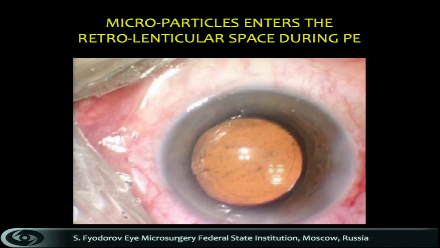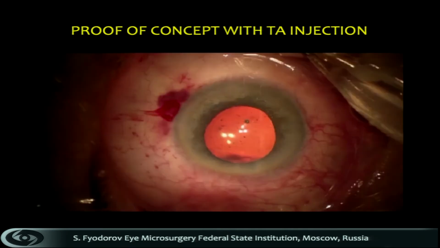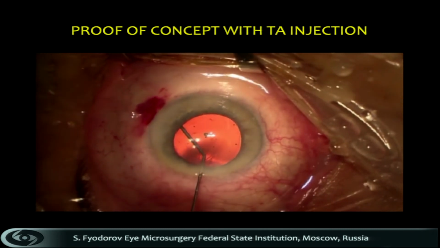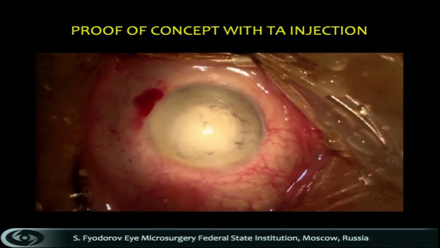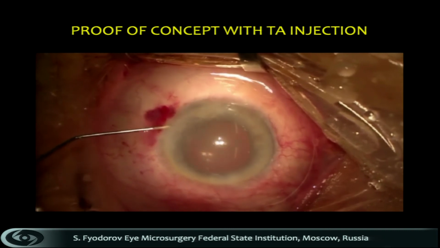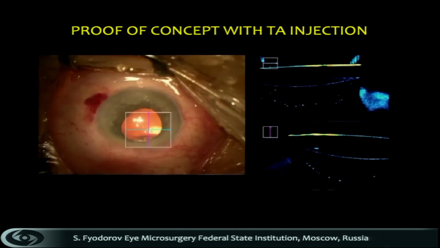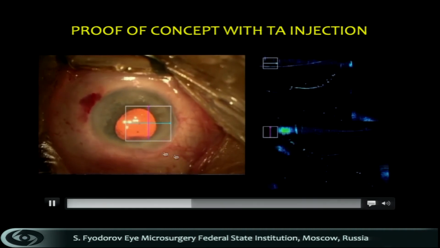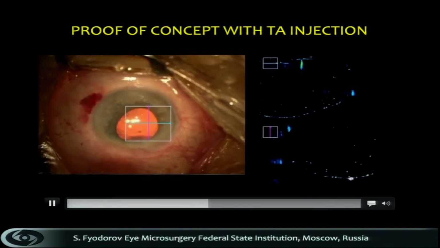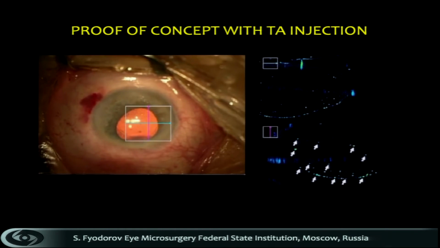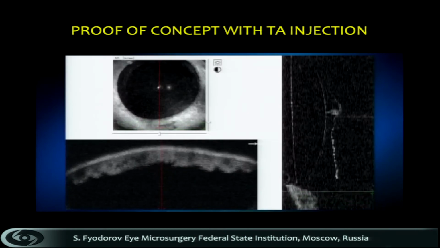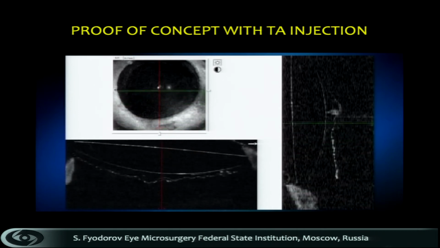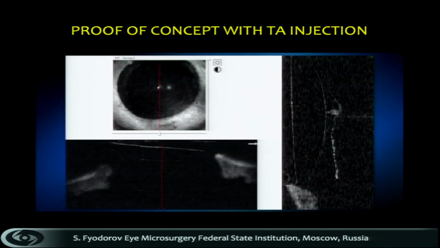However, as I mentioned to you, it still was not absolutely clear where these particles were located, so we tried to prove the concept by injecting triamcinolone acetonide through transzonular injection, and excessive substance was removed and washed out from the anterior chamber. Then we observed these hyperreflective dots in this area in between the posterior capsule and the anterior hyaloid membrane, proving that this is the exact location of these particles, in that Berger space.